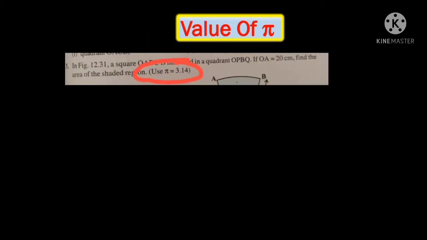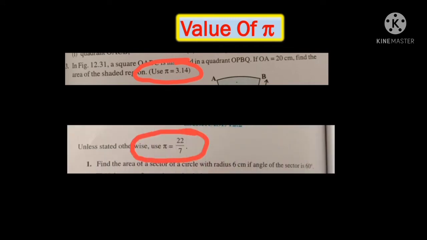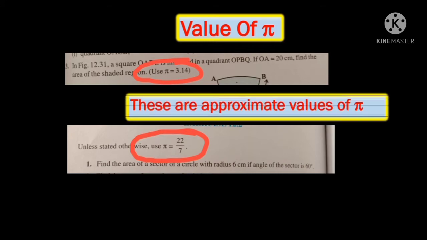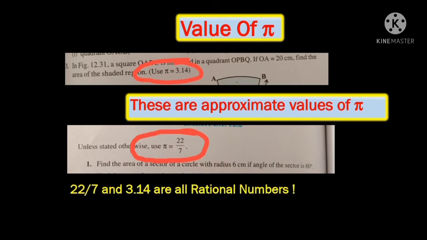So in questions, we often come across statements like use pi as 3.14 or take pi as 22 by 7. So friends, what's important to remember is that these are approximate values of pi, because 22 by 7 and 3.14 are all rational numbers, whereas pi is an irrational number.